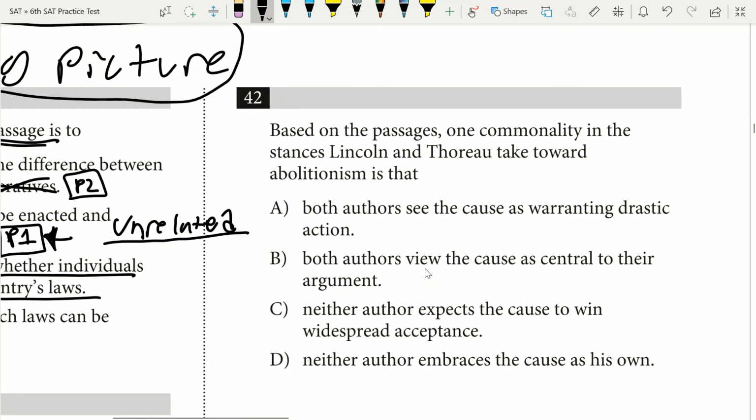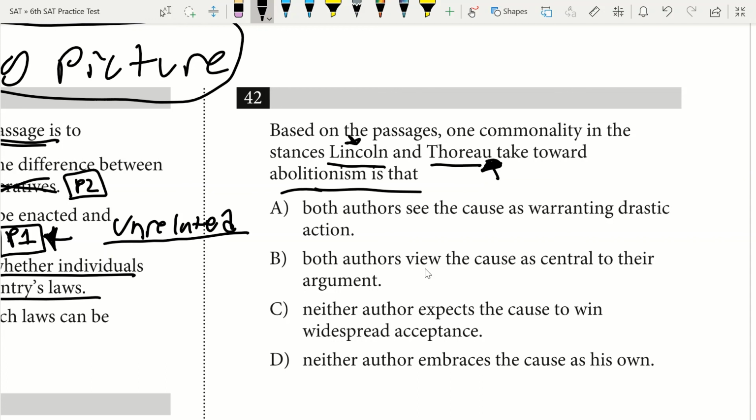42, based on the passages, one commonality in the stances Lincoln and Thoreau take toward abolitionism is what? I can't talk today. All right, neither one of them really embraces an argument on this, okay? We see that Lincoln touches on it, but he touches on it basically as an example in the discussion of his passage. Now, Thoreau touches on it as well, but he never takes a personal stance on it.